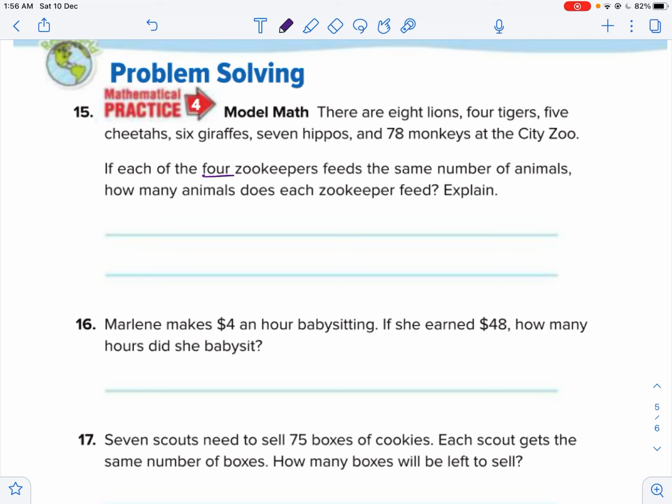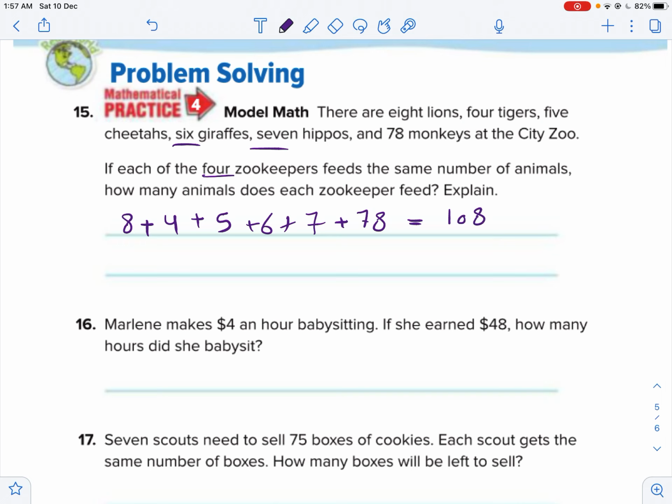So we want to find out how many animals each of these zookeepers feeds. So the first step is we need to add all of these animals. We're gonna add all of them. So let's see. Here we have 8 lions plus 4 tigers plus 5 plus 6 plus 7 plus 78, and that's it, right? Now we add all of them. If we add them, we will get 108.